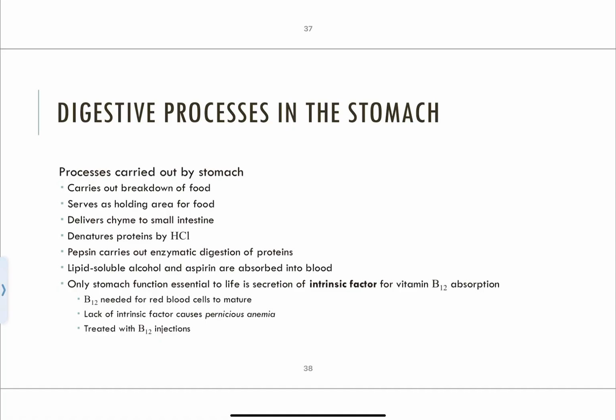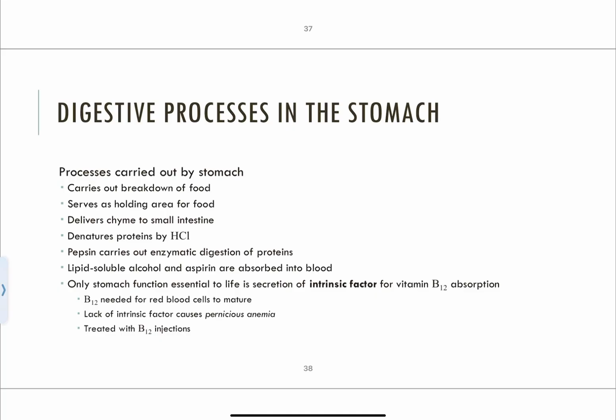And if we're talking about alcohol or some drugs like aspirin, those can also be absorbed into the blood from our stomach. Really, like I said, the primary function of the stomach is to act as a food storage bank and to deliver small amounts of food into the small intestine. Really, the only essential function of the stomach is the secretion of intrinsic factor, because we have to have intrinsic factor in order to absorb vitamin B12 across our intestinal wall.